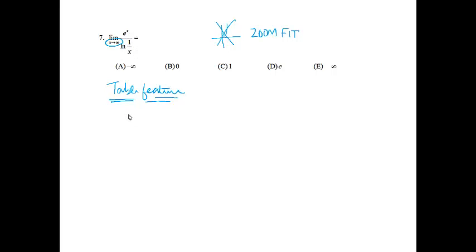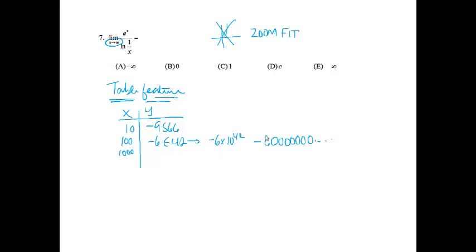When I did my table feature, I made some values for x getting bigger and bigger. I started with x equals 10, and then x equals 100, and then I was going to do 1,000. When I typed in 10, I got negative 9,566. When I plugged in 100, I got negative 6e to the 42, and that means negative 6 times 10 to the 42 power, which is actually negative 6 with 42 zeros on it. So it's a huge negative number. When I tried 1,000, I got an error because I guess that was just too big.